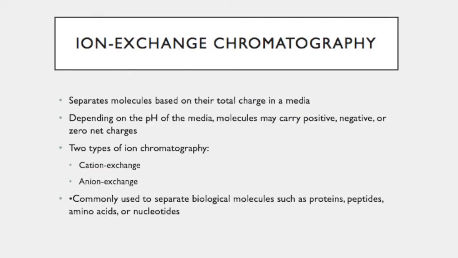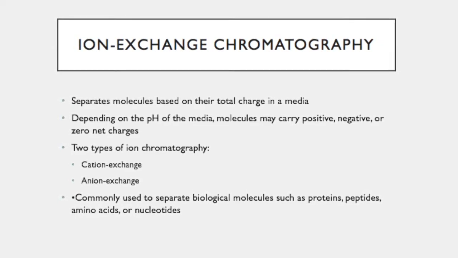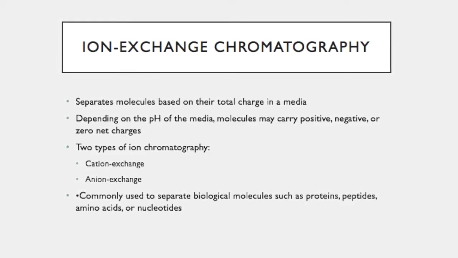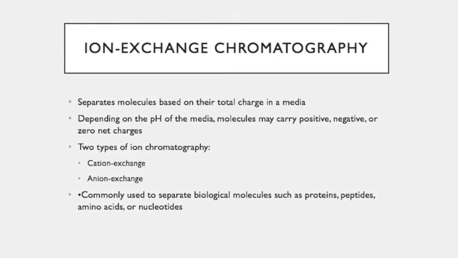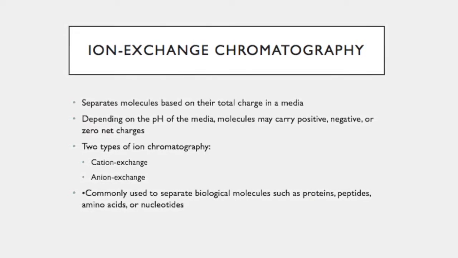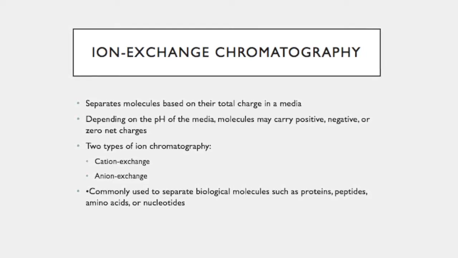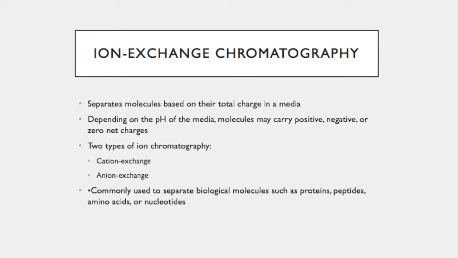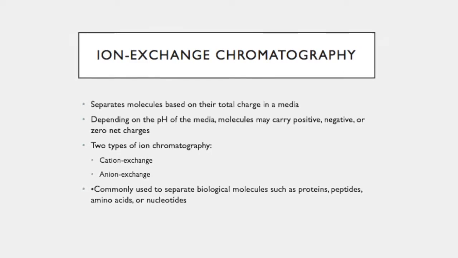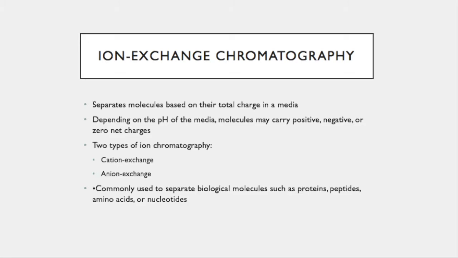The next type of chromatography is ion exchange chromatography, which separates molecules based on their charge. Their total net charge is based on the media they are in. So they can carry positive or negative charges, or they can be neutral. Depending on the charges of the mixture to be separated, people use cation exchange chromatography or anion exchange chromatography. This kind of chromatography is commonly used to separate biological molecules, such as proteins, peptides, amino acids, and others.